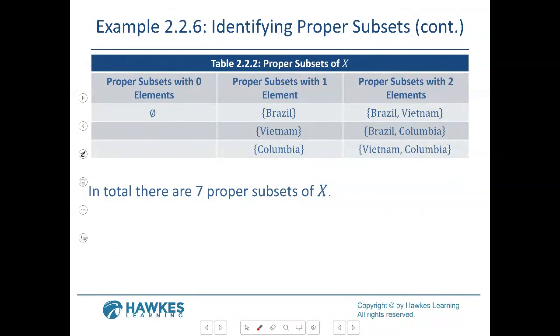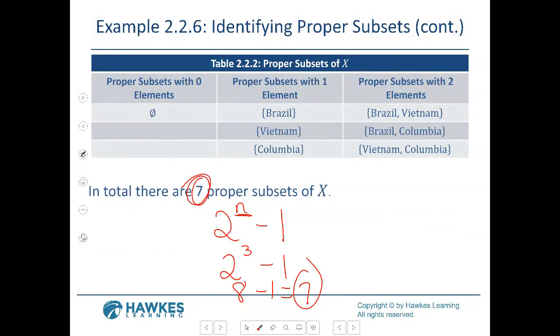But when you're doing the formula, if I ask you how many proper subsets between these 3 countries, you can use this formula, 2 to the n power minus 1. N again is how many elements you have in that set. So that would be 2 to the third power minus 1. 2 to the third power, which means 2 times 2 times 2, not 2 times 3, is 8. And 8 minus 1 equals 7. So that's how you know you have 7 proper subsets. And remember, the empty set is always a subset of every set.